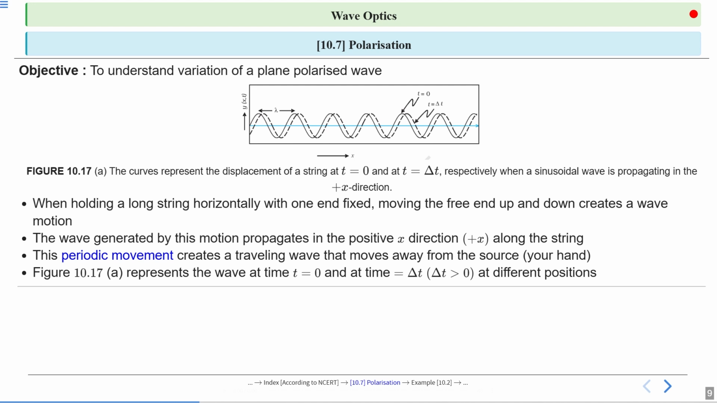So the periodic motion of the wave will create a traveling wave that moves away from the source. In this case, it is your hand. Your hand is producing the waves. Your up and down motion of your hand, holding one end of the string, is creating the waves. So the wave is moving away from your hand.